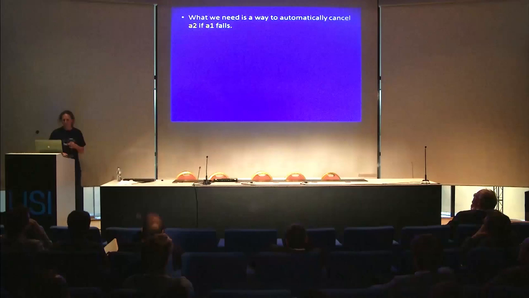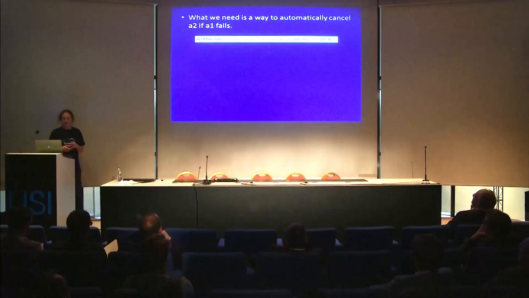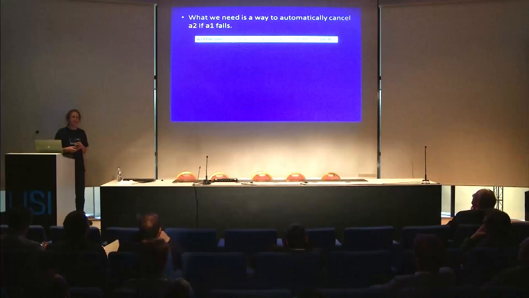Well, what we need is a way to automatically cancel A2 if A1 raised an exception. So I'm going to restructure the API slightly. Instead of having the async operation, which just takes an operation and starts running it asynchronously, I'm going to provide this operation called withAsync instead. So withAsync, again, takes the operation that we're going to run asynchronously, but its second argument is the scope of that asynchronous operation. The idea is that the async is only going to live for as long as this function here takes to execute. So when this function here, which is an IO operation, returns, we're going to automatically cancel the async that we created.